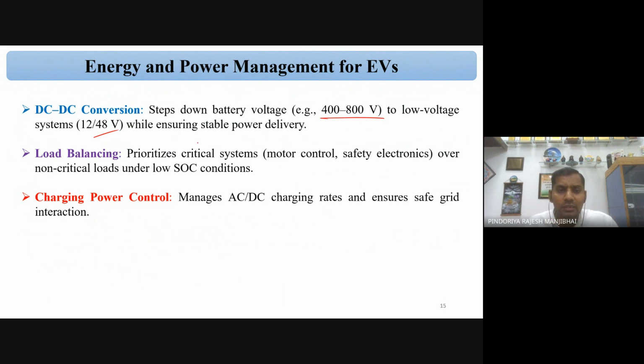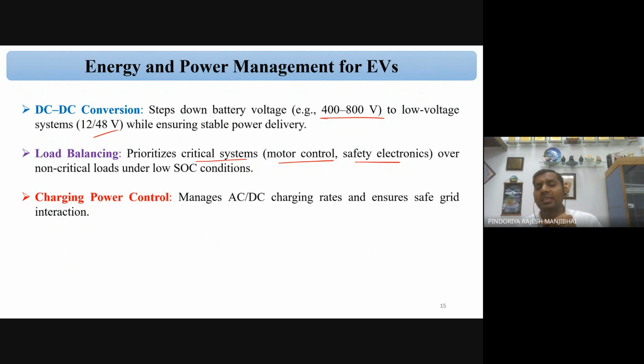Load balancing. So prioritize critical systems, like motor control and safety electronics, over the non-critical load, under the low SOC condition, that is, the state of charge condition.